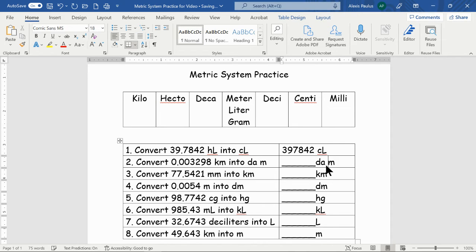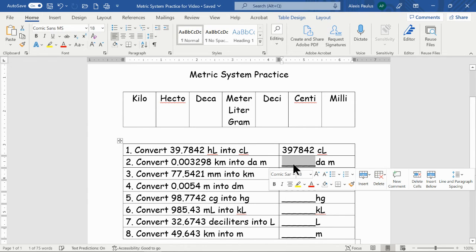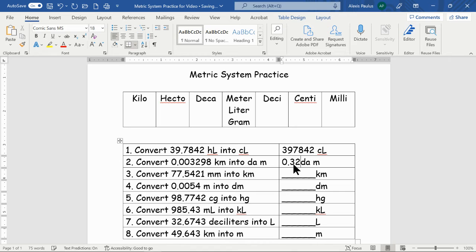Decameter. All right, let's see. So we're moving from left to the right, and we're going 2 spaces. So that means my decimal is going to go 2 spaces to the right. So that's going to be 0.3298 decameters. And again, the number is getting larger as the unit prefix is getting smaller. All right, on to the next one.